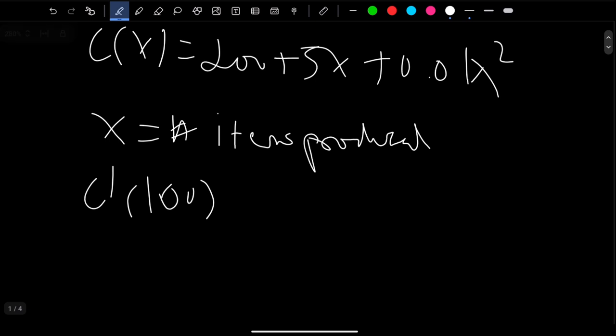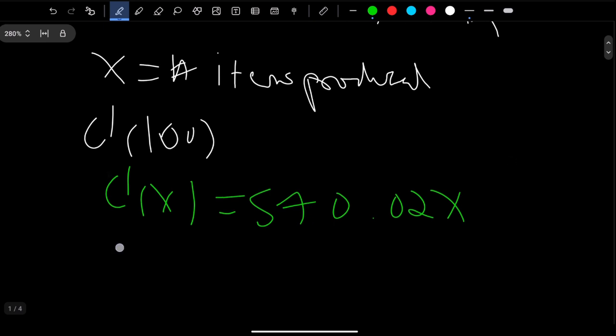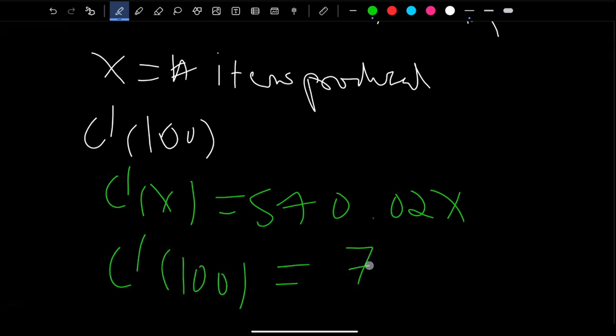So let's take the derivative. C prime of x is 5 plus 0.02x. And then c prime of 100, when plugged in, is going to equal 7. So this means when the company is producing 100 items, the cost to produce one more item is $7. That's the marginal cost.